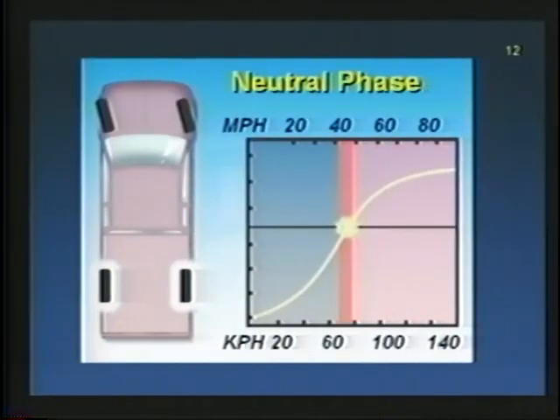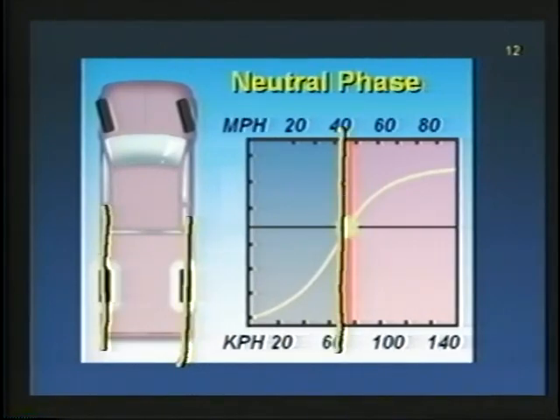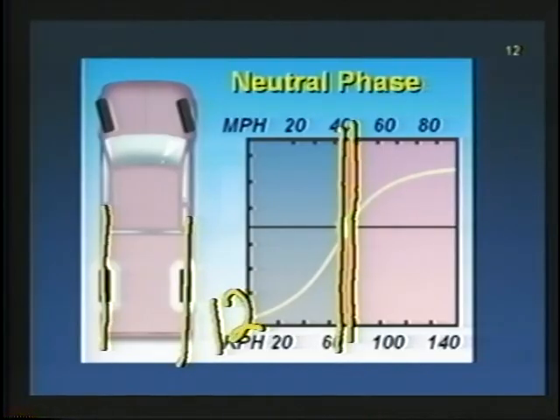All right, there it is, neutral phase. What's happening in the neutral phase? Well, we've got the rear wheels in the straight ahead position. Now, this is going to occur right around that 45-degree mark. So, like Andrew said, we've got 12 degrees in negative phase.